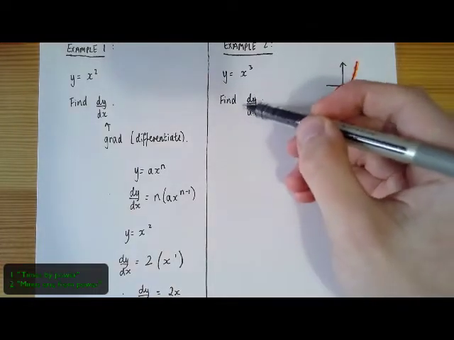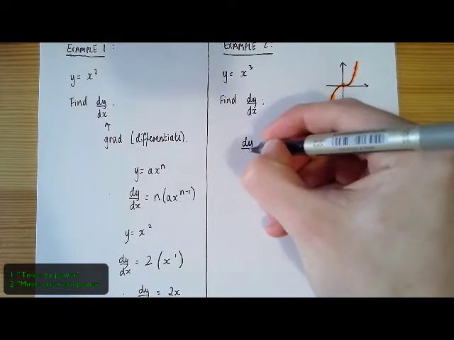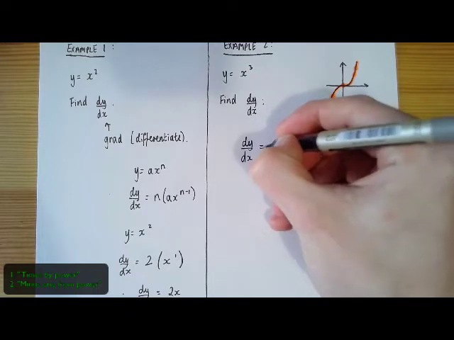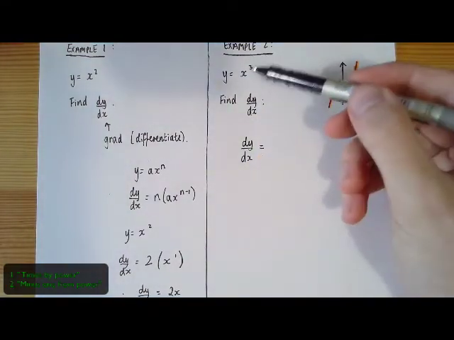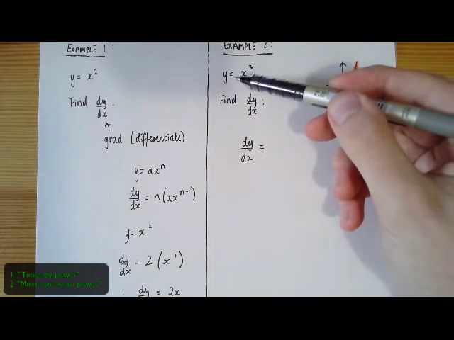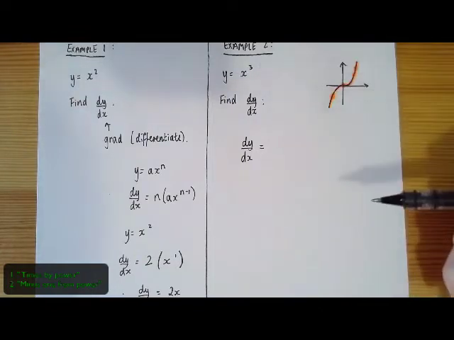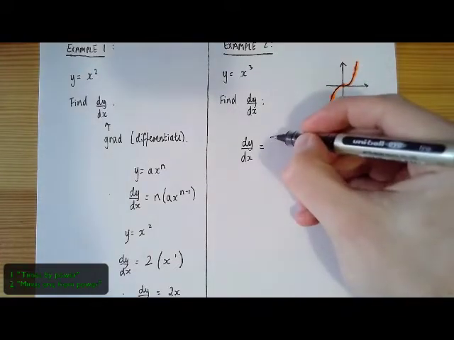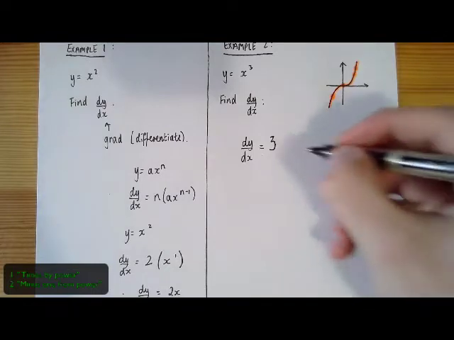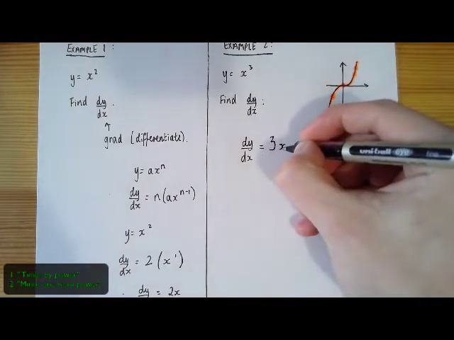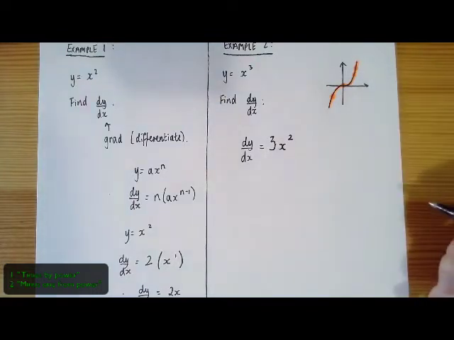So now what we want to do is we want to find dy on dx. So I'm going to first of all start by writing that down, and I'm going to try and do this one without looking at the rule. So if we remember, we times our power down to the front, and then we multiply everything by our power and reduce the power by 1. So my power is going to be coming to the front to get a 3. I'm then going to multiply that by x, and I'm going to reduce my power by 1, so it then becomes a 2.